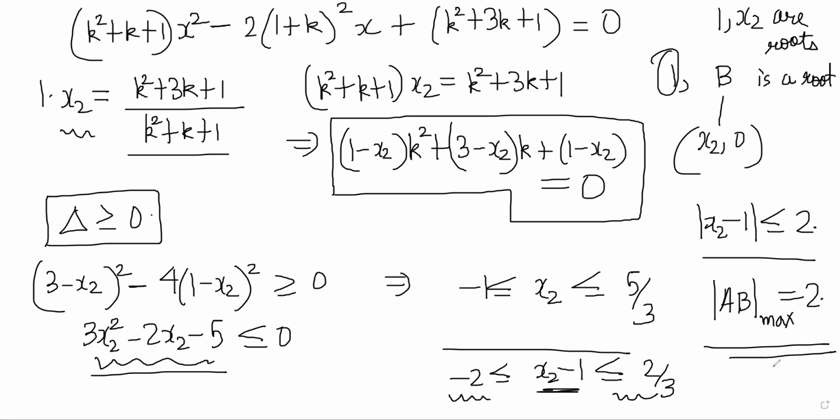I hope you are understanding what we are doing. We said that we already know 1 is a root, so x2 is the other root. We took the product of the roots. We got a quadratic in terms of k. And since this equation has to be satisfied for all real values of k, the discriminant must be positive for this quadratic in k, because k has to be real. So from there, we get a condition on x2. And once we get a condition on x2, by simplifying, we can say that x2 must lie between the two roots. And therefore, the distance AB we can find by finding the value of the mod of x2 minus 1.